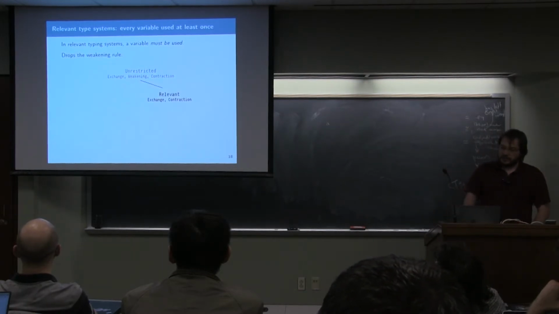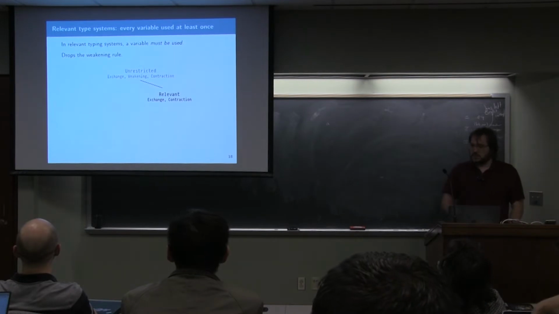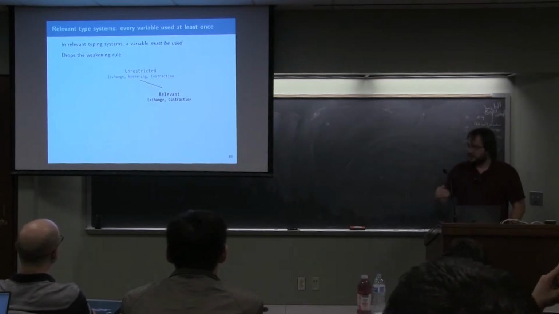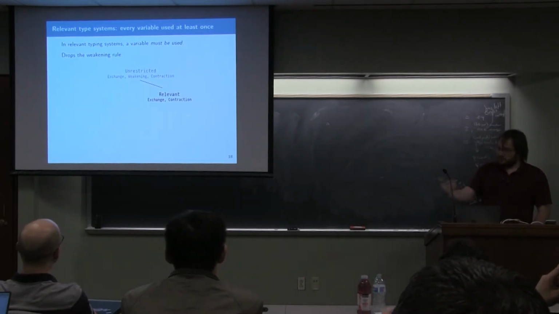The next is relevant type systems. Relevant type systems are where we drop the weakening rule, and this leads to an interesting case where we can't not use a variable. We can use it more than once, but we can't not use it. We have to use it once or more.